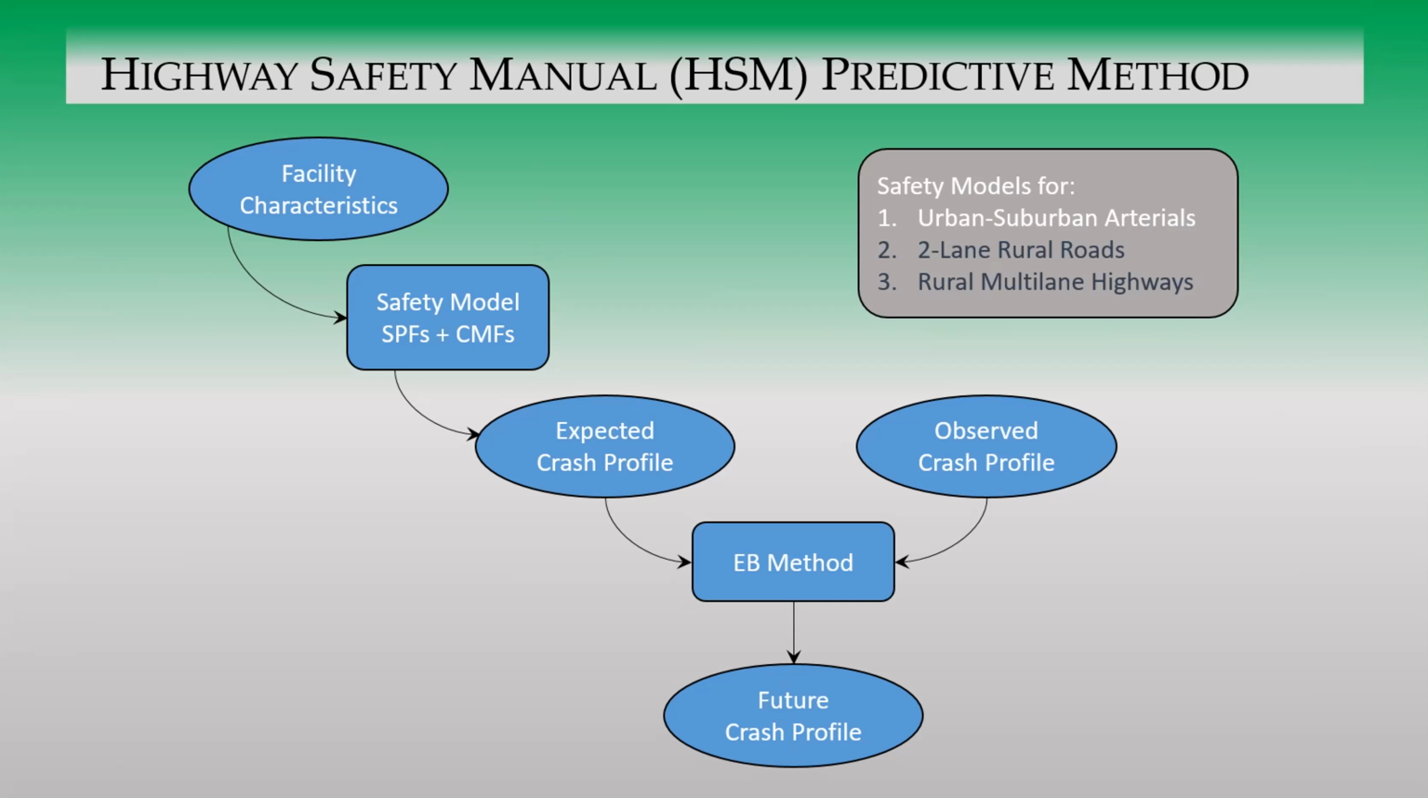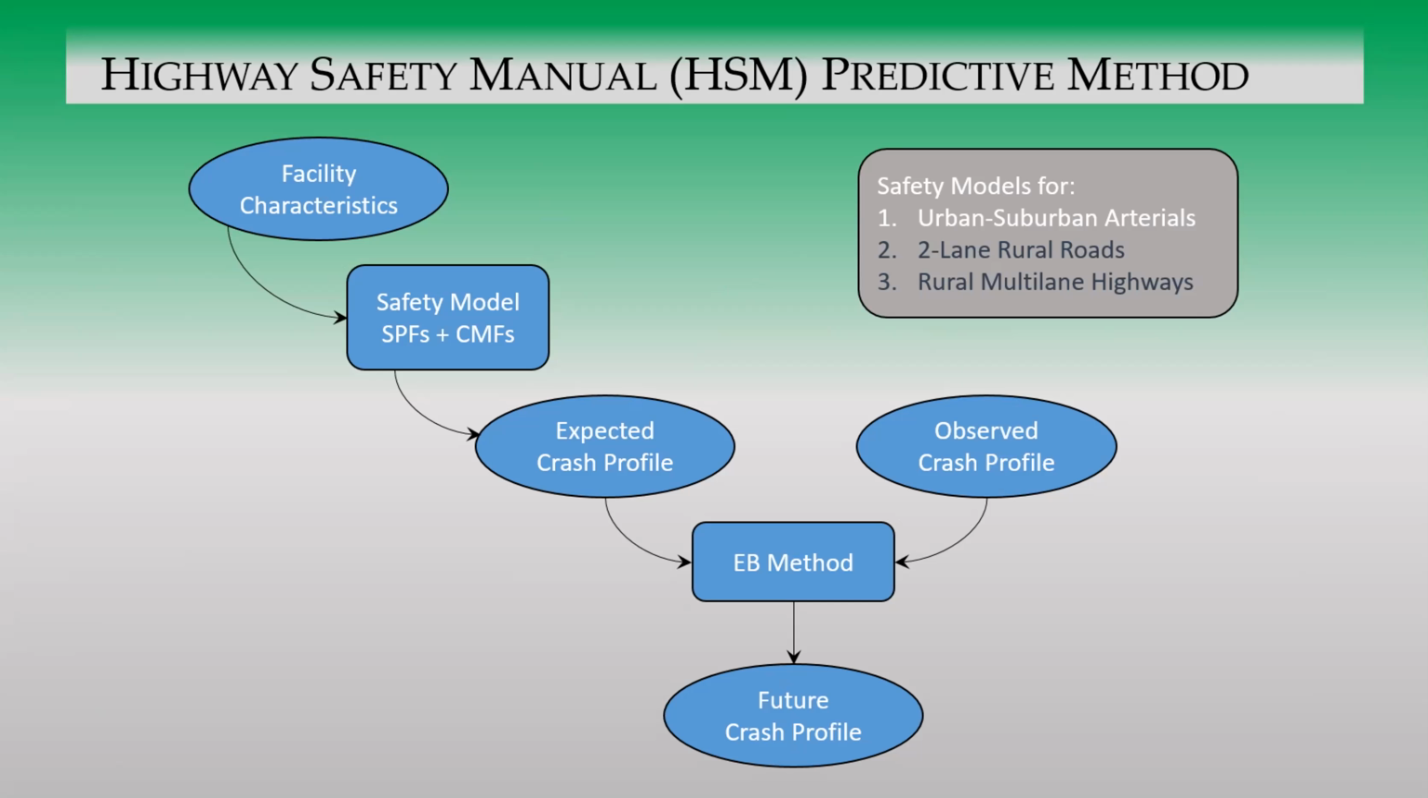That data gets plugged into the SPFs and the CMFs, and turn the crank, you get an expected crash frequency for that facility and its characteristics. Then you combine that expected crash profile data with the observed or past crash profile data into the EB method, and that pops out with a future or predicted crash profile. And I say crash profile because this process not only generates crash frequencies, it can also generate the types of crashes for a facility.